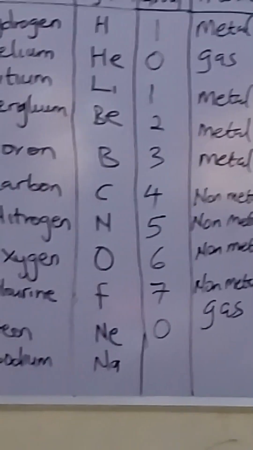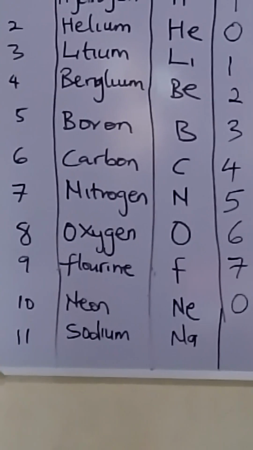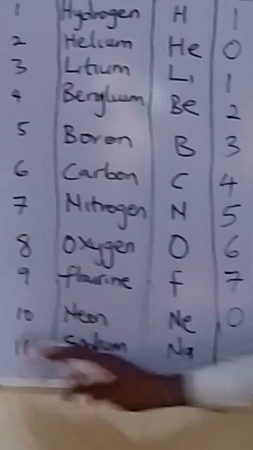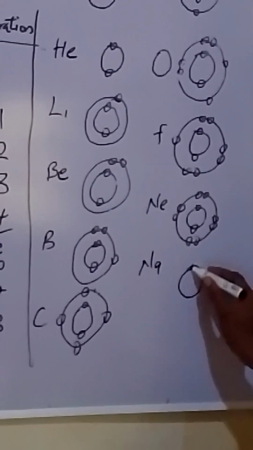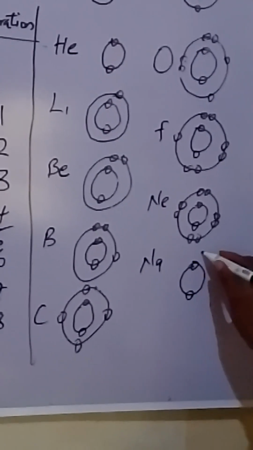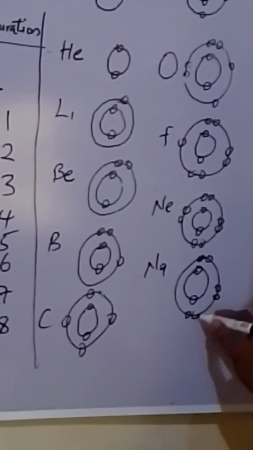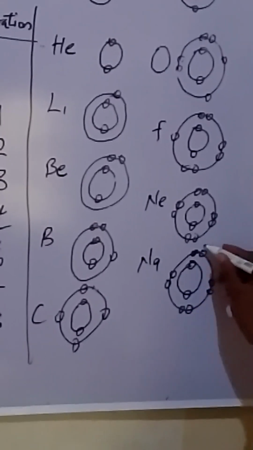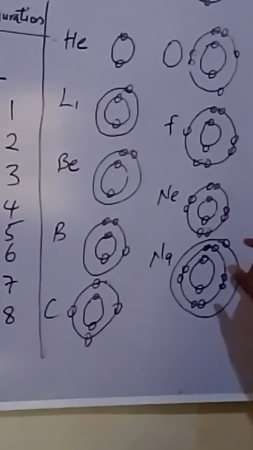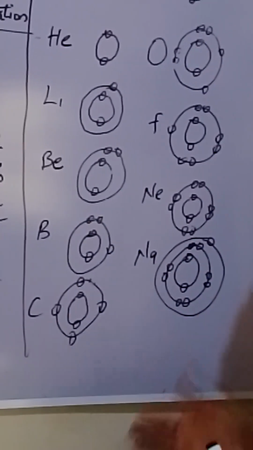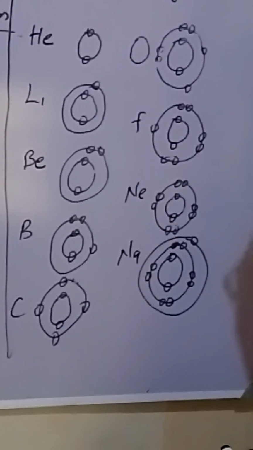Then here, we now have sodium, which is Na. And the atomic number of sodium is 11. And since it's 11, we draw how it will be. That's 2, 4, 6, 8, 10. Then the third shell, 11. Remember that I said that the first shell is filled with 2. Subsequent shells are filled with 8 as far as the first 20 elements are concerned.